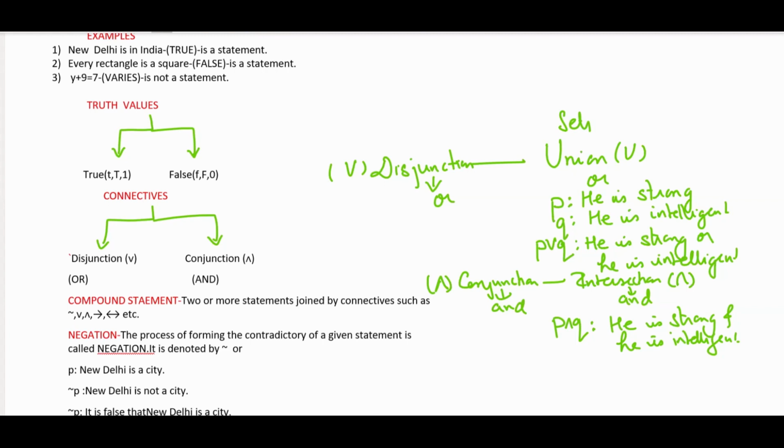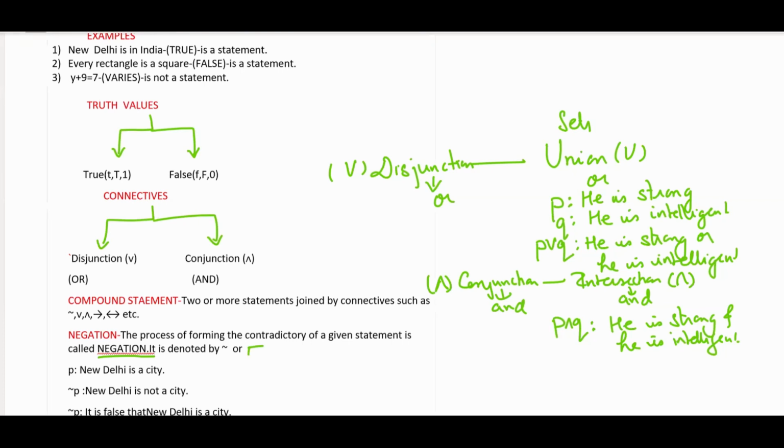Now, what is a compound statement? Two or more statements joined by connectives such as disjunction, conjunction, implication, biconditional, negation. These are a few connectives. So if two or more statements are joined by connectives, then that statement is a compound statement. Now, what is negation? The process of forming the contradictory of a given statement is called negation. It is denoted by either this symbol or by this symbol.